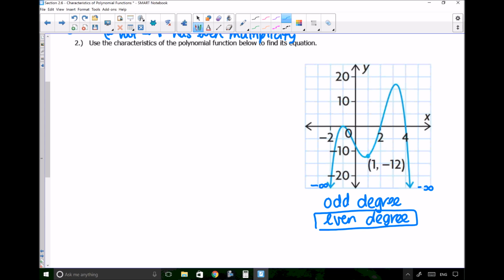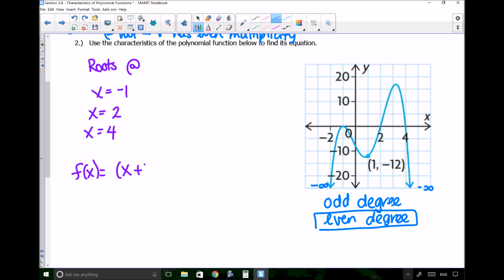Okay, so now that I've done that, I can start using my roots to help me figure out what my equation is. Well, I know that my roots occur at x equals -1, I also know that it occurs at x equals 2, and it also occurs at x equals 4. So therefore I can say right here that f of x is going to be x plus 1 times x minus 2 times x minus 4. But this right here gives me an odd degree. So how on earth am I going to get an even degree?